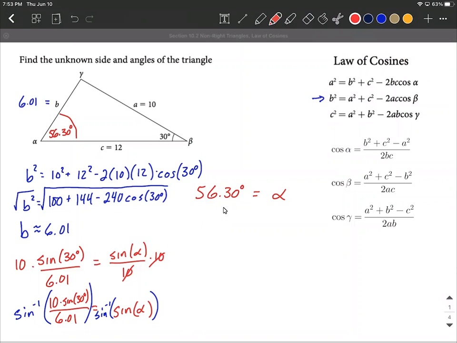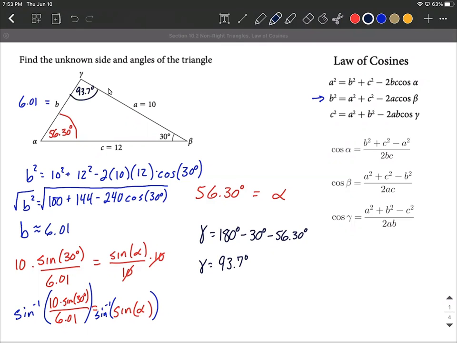All right, last thing we want to find is that remaining angle gamma. To get that angle, I think the easiest way is to remember that all your angles have to add up to 180 degrees in a triangle. So we can say 180 degrees, start with that and subtract off the two that we already know. Pretty easy calculation. Get the calculator out to help you if you need. We have 180 minus 30 minus 56.3. I got 93.7 degrees.